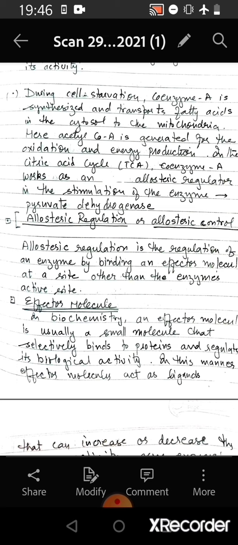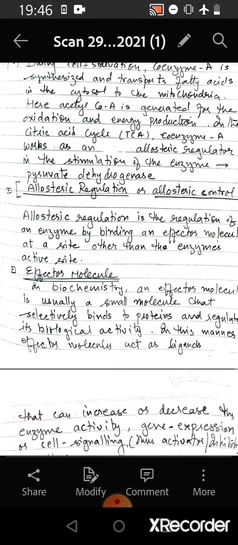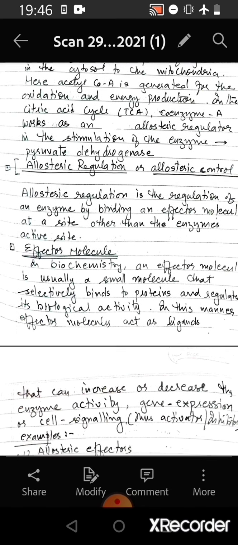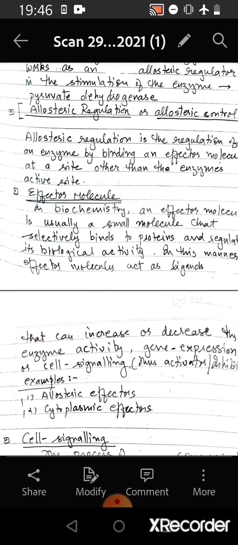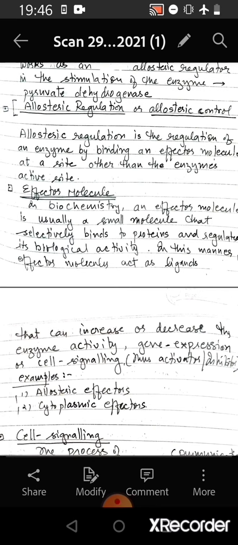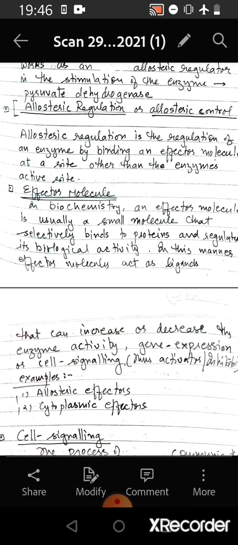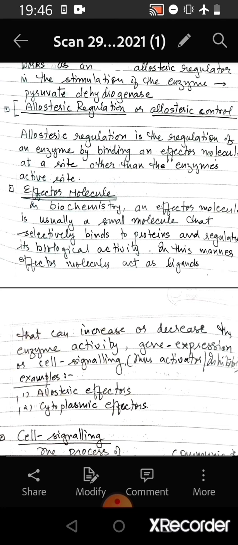In the citric acid cycle, coenzyme A works as an allosteric regulator in the stimulation of the enzyme pyruvate dehydrogenase. If we consider, allosteric regulation is the regulation of an enzyme by binding an effector molecule at a site other than the enzyme's active site. And if we consider what are effector molecules, then in biochemistry, an effector molecule is usually a small molecule that selectively binds to proteins and regulates its biological activity.